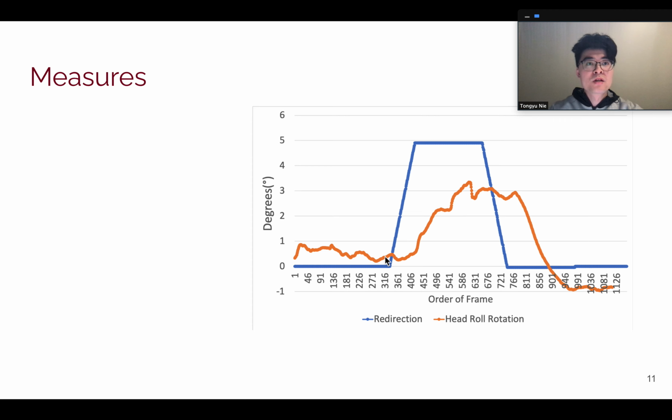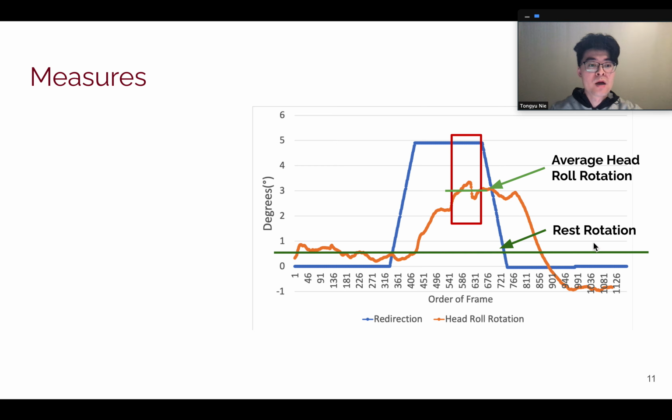As you can see, the rotation of the virtual environment increased gradually until it reached a max angle, which is 5 degrees in this case. The orange curve is the recorded head roll rotation in degrees. For each trial, the elicited head tilt was calculated by averaging the head roll rotation during this 1 second window marked in the red box and subtracted to the rest head roll rotation as shown here in this green line.